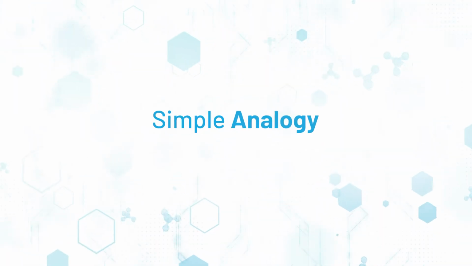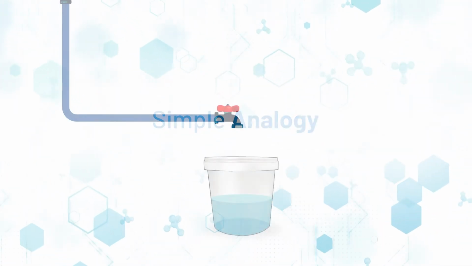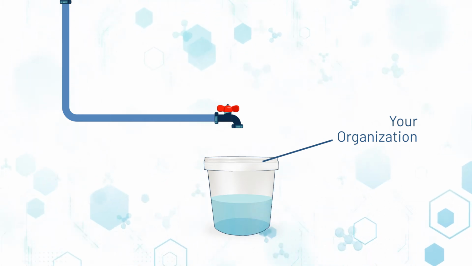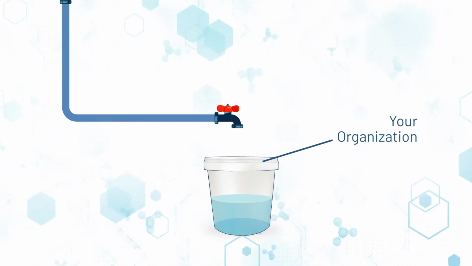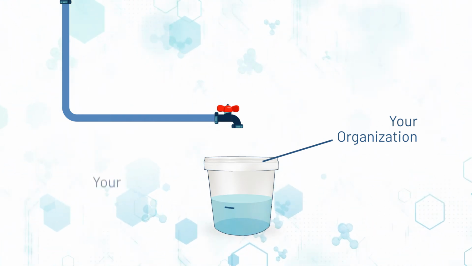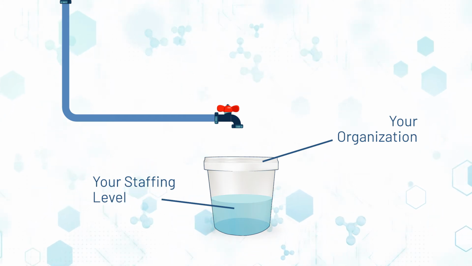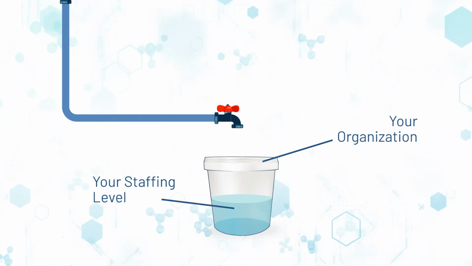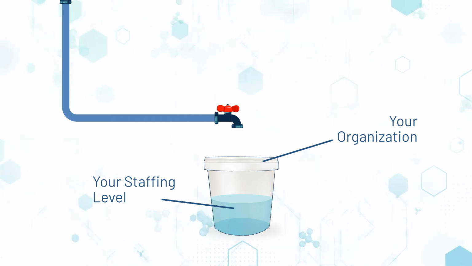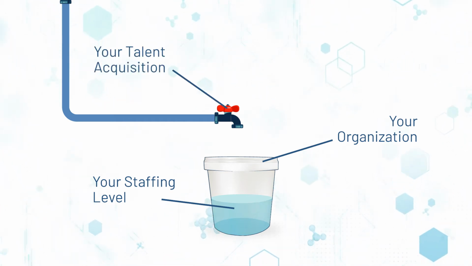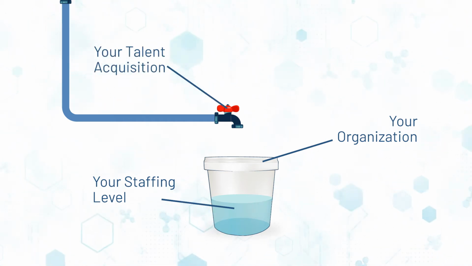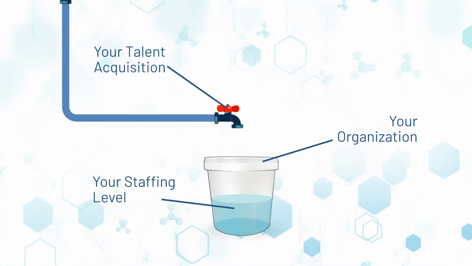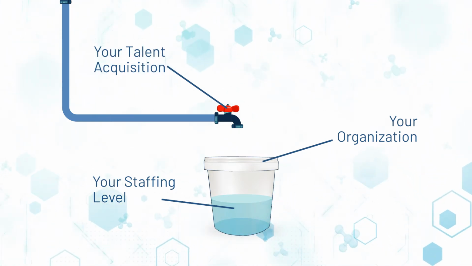A simple analogy here will serve us well. The bucket is your organization, and while it may feel like there is complexity to staffing levels, at its core it's pretty simple. The water is your staffing level, which is directly impacted by losing people to turnover or high rates of 90-day or first-year turnover. The hose is your talent acquisition function, and if it isn't bringing in enough applicants or not processing them fast enough, your staffing levels drop.